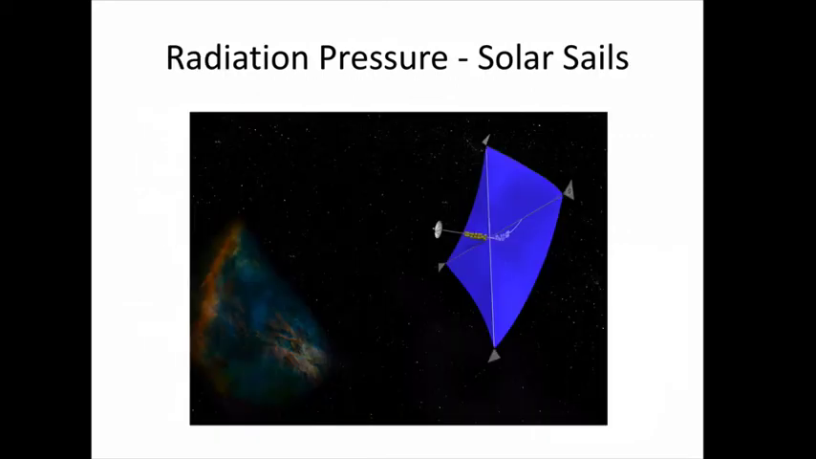One space propulsion method currently being studied is the use of a solar sail. The idea is that sunlight striking the sail will create a force that pushes the ship away from the sun. So a question for you, what kind of surface would you want on a solar sail?